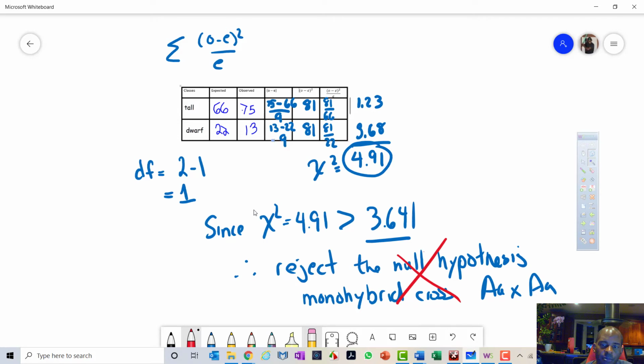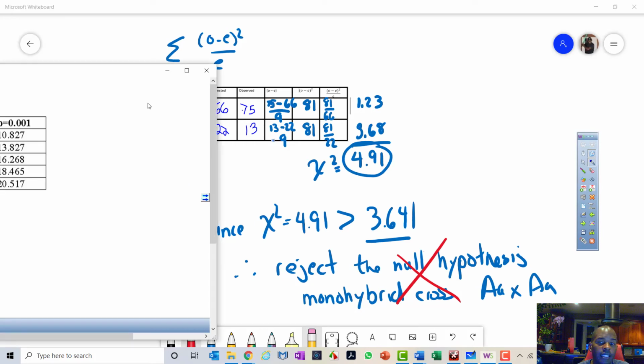If my value here had been less than 3.641, then I could have said, okay, accept the hypothesis, we're good, we're done. Now I have to reject it, so I need a new hypothesis. Maybe it's a hybrid crossed with a homozygous recessive or something like that. That's something you have to determine, right? So that is the chi-square.